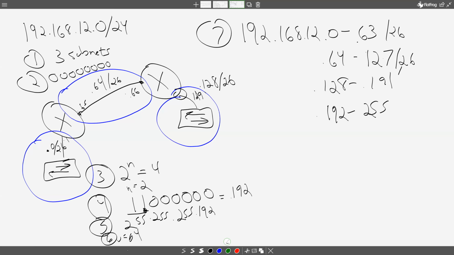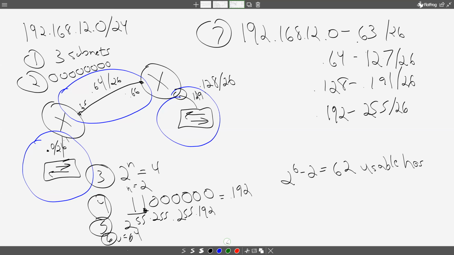How many hosts are on each network? 62. 62, yeah. 62, okay, exactly. We got 6 host bits left. So 2 to the 6 minus 2 equals 62 usable hosts.